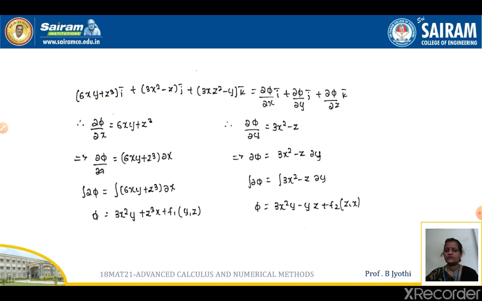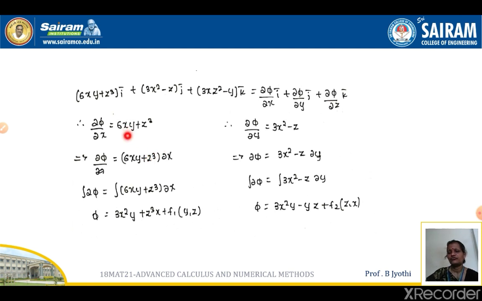So 6xy + z³ i, that is phi, we need to find out, and 3x² − z j. So let us take ∂φ/∂x as 6xy + z³, ∂φ/∂y as this, and ∂φ/∂z as this, and let's find out what is the common function phi on integration with respect to x, y and z respectively.